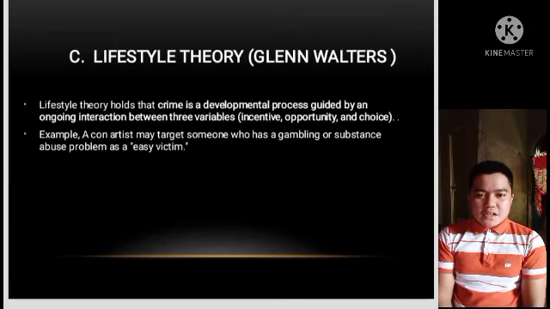C. Lifestyle theory by Glenn Walters. Lifestyle theory holds that crime is a developmental process guided by an ongoing interaction between three variables: incentive, opportunity, and choice. But by the time individuals enter the third, maintenance phase of a criminal lifestyle, incentive has changed once again, this time to a fear of change. Example, a con artist may target someone who has a gambling or substance abuse problem as a victim.